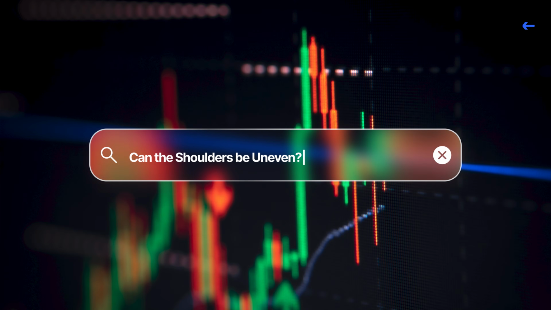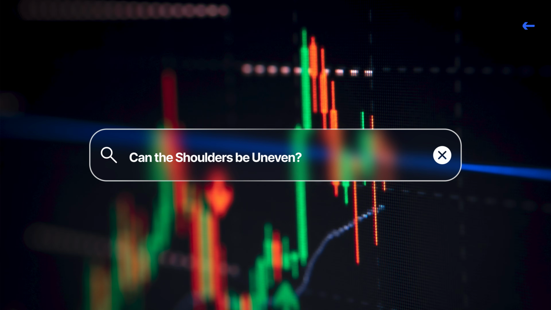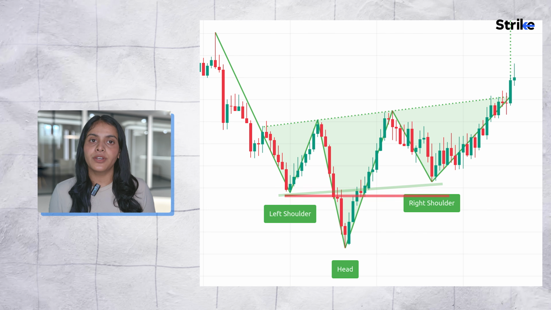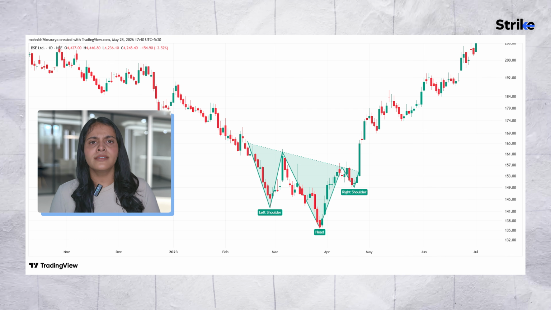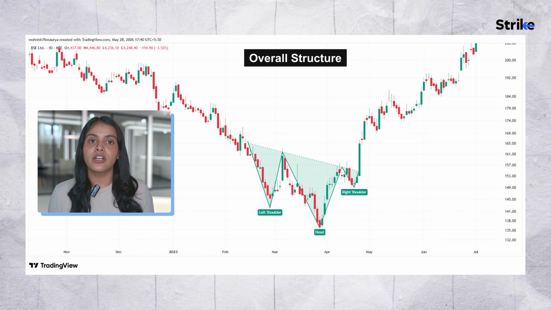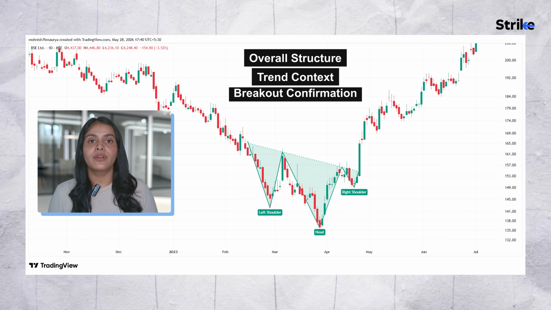Many people have this question, can the shoulders be uneven? And the answer to that is yes. The shoulders need not be perfectly symmetrical. In real markets, patterns are rarely textbook perfect. What matters most is the overall structure, trend context, and breakout confirmation.